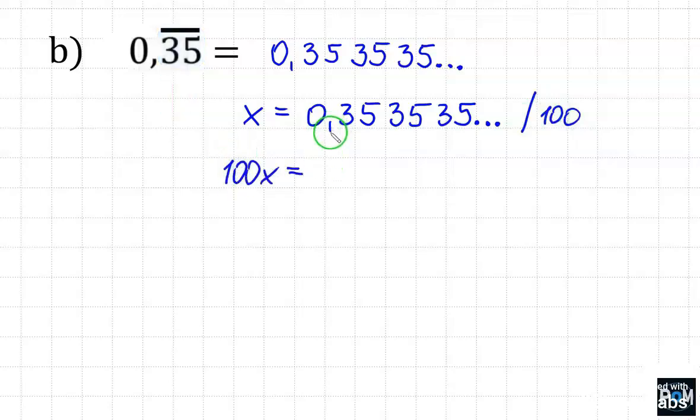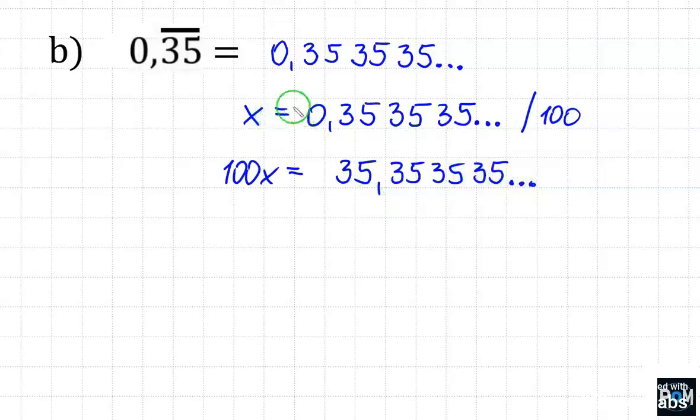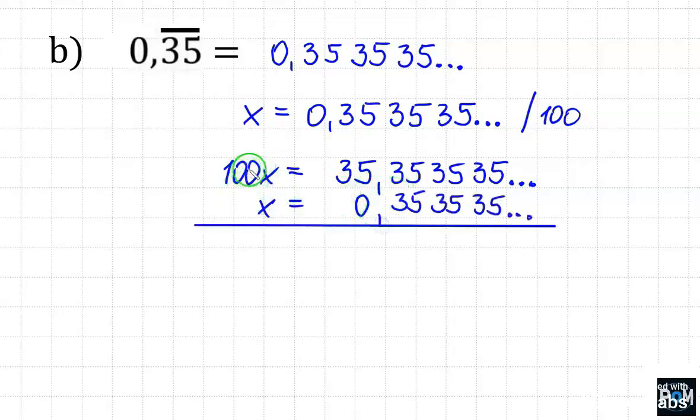Our decimal point now after multiplying by 100 moves 2 places to the right, so we get 35 wholes, and after the comma, it will alternate 35, 35, 35, and so on to infinity. We rewrite this x again. There's quite a bit of rewriting here, but that's how it has to be. We keep the comma right under the comma. Again, we underline and subtract.